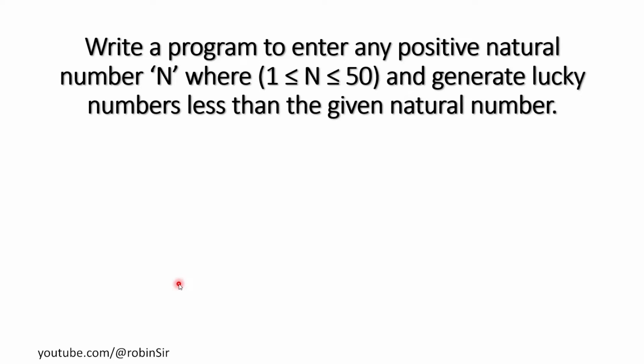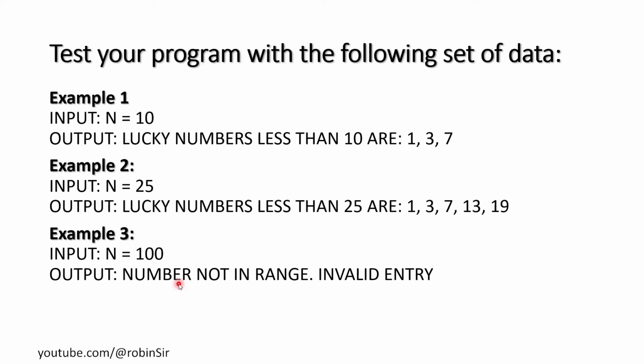So we have to write a program to enter any positive natural number n, and the range of n is 1 to 50. And we have to generate lucky numbers less than the given natural number. And we have to test our program with the following set of data.